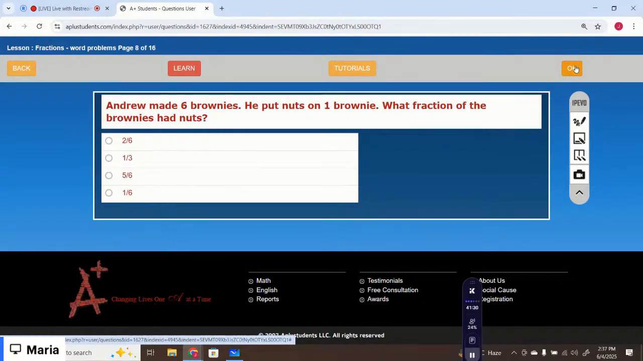Andrew made six brownies. He put nuts on one brownie. What fraction of the brownies had nuts? That is 1 out of 6. Option number 4 is the correct option.